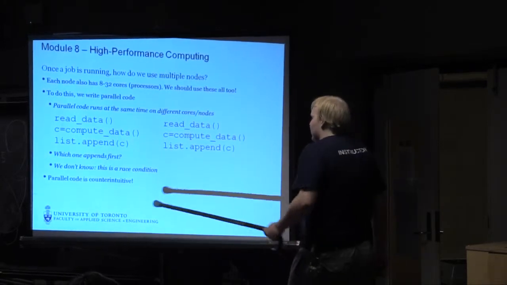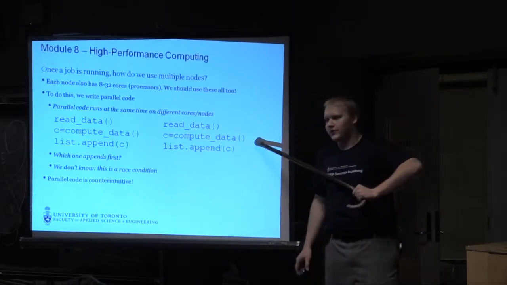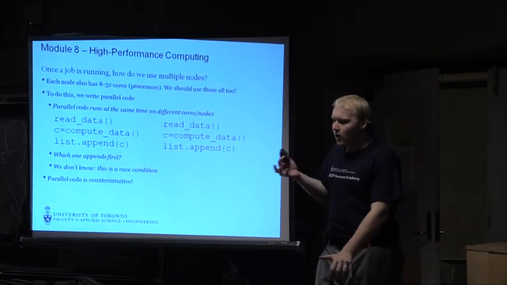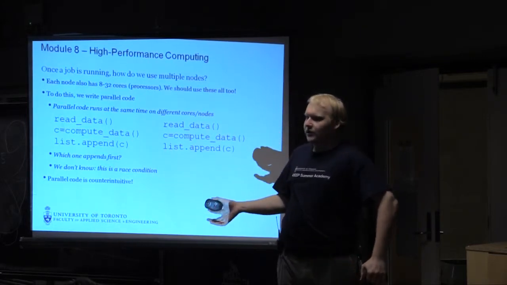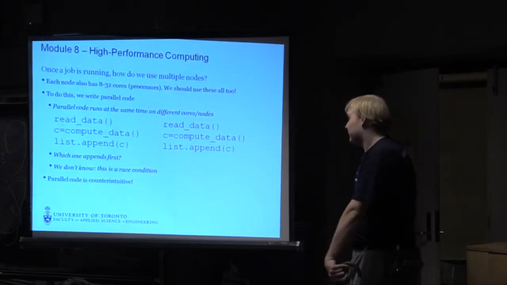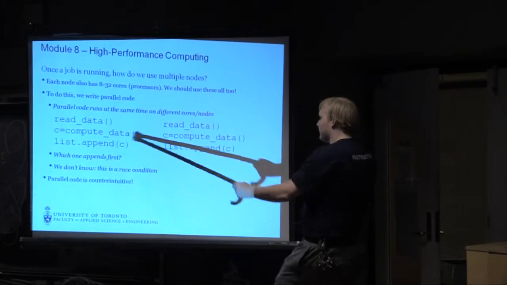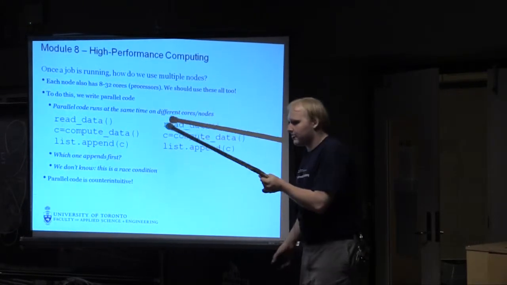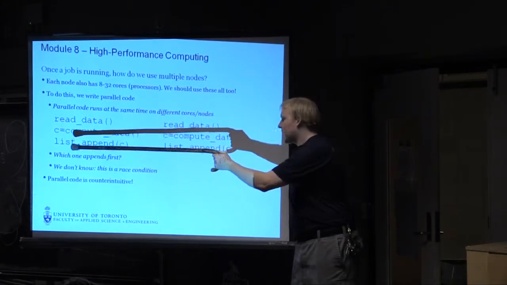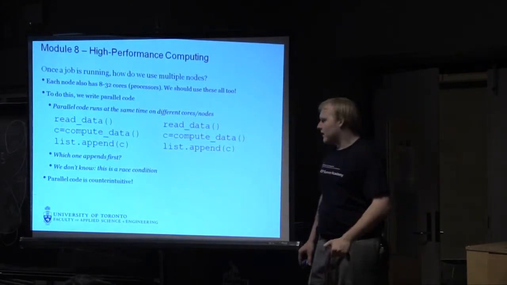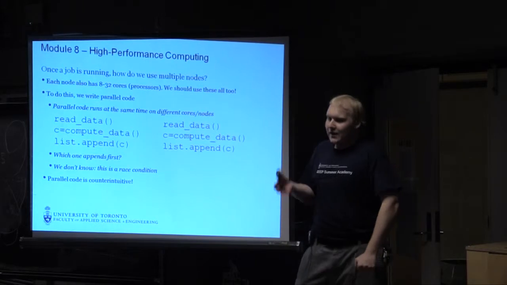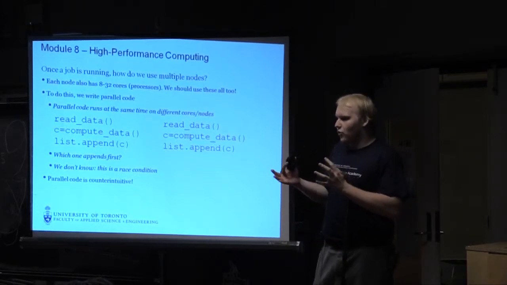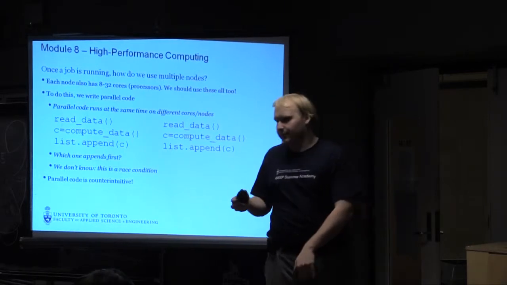Which one, however, is going to append to this list first? We don't know. We can't know. Processors run on their own. We don't have any way of synchronizing them unless we do that ourselves. So it might be this, and the worst part is it changes from run to run. So if it's this one first this time, it might be this one first the next time. That's what's called a race condition. So that's where we have parallel code. It's running at the same time, but we don't know which one's going to finish first.